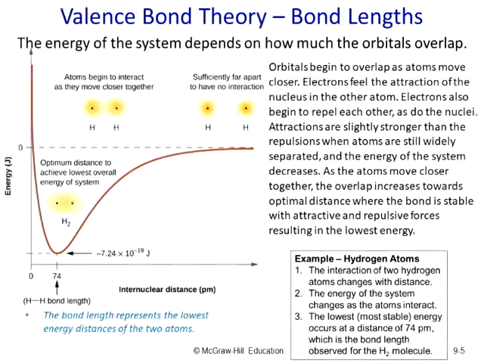The amount of energy in the system will depend on how much the orbitals overlap. We show you here an example of hydrogen. Let's take a look at the diagram first on the left of this slide. In this diagram, what we're showing you is that there is energy on the y-axis and internuclear distance on the x-axis, the horizontal axis.